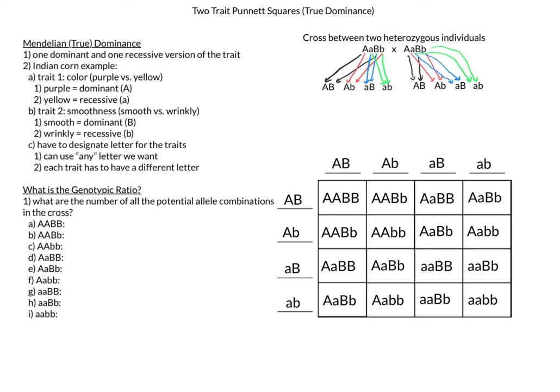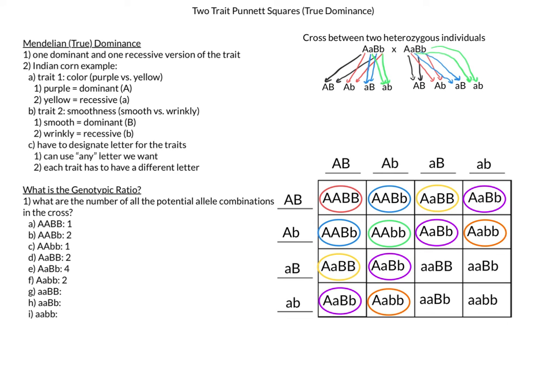So looking at the square, we have 1, big A, big A, big B, big B. 2, big A, big A, big B, little b. 1, big A, big A, little b, little b. 2, big A, little a, big B, big B. 4, big A, little a, big B, little b. 2, big A, little a, little b, little b. 1, little a, little a, big B, big B. 2, little a, little a, big B, little b. And 1, little a, little a, little b, little b.